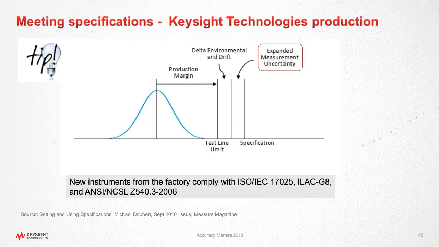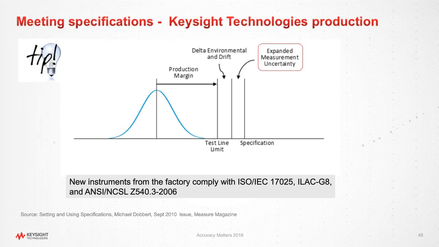And then we also guard band some more because our instruments are specified over temperature range, over humidity range, and obviously over a period of whatever the recommended cal interval is. They shouldn't drift out of that. That gives you a test line limit. So that's the limit that we use in production when you receive a new instrument.